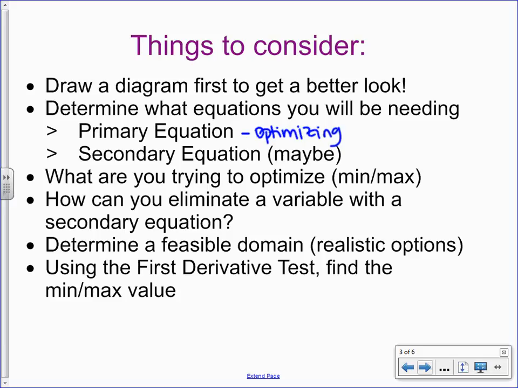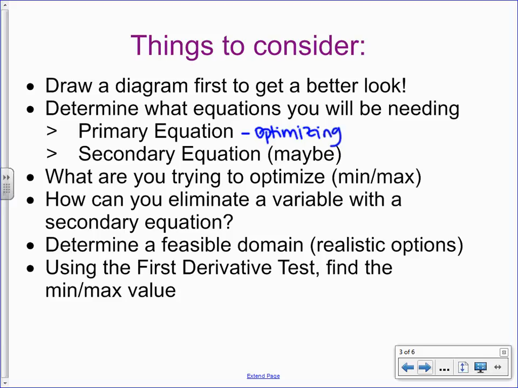I know you don't always like the word domain, but we need to think about the feasible domain. If we have a box, is -2 an appropriate side length? No. And then we're going to use the first derivative to find the min and max. Really, once you get your equation written, it's the first derivative test, which you guys all rocked two weeks ago. I don't even know anymore. But we know how to do the first derivative test. You've been doing it over and over and over with your curve sketching.